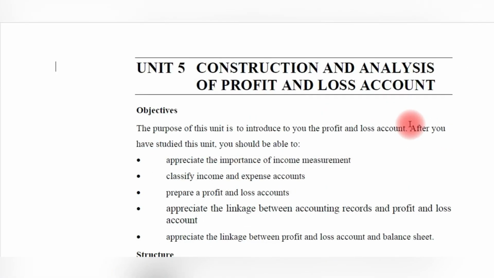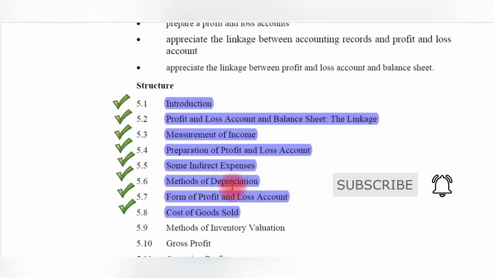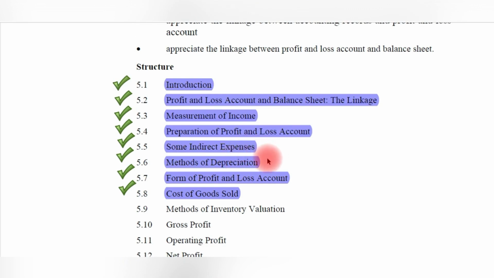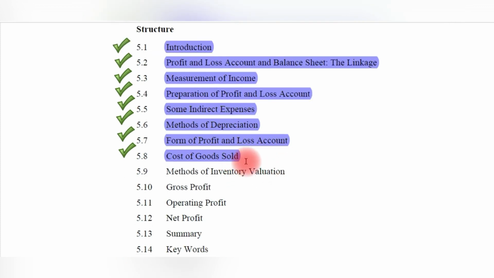This is course number 4, Accounting and Finance for Managers. This is unit number 5, Construction and Analysis of Profit and Loss Account. In the previous videos, we have already covered these 7 topics: linkage between profit and loss account and balance sheet, how to measure income, how to prepare a profit and loss account, some indirect expenses and 2 methods of depreciation, the representation of profit and loss account, and the cost of goods sold.